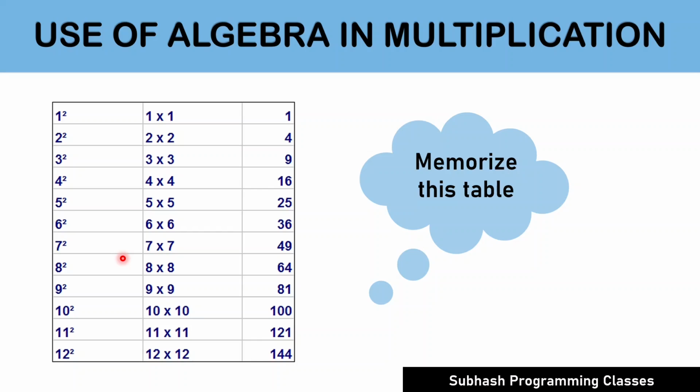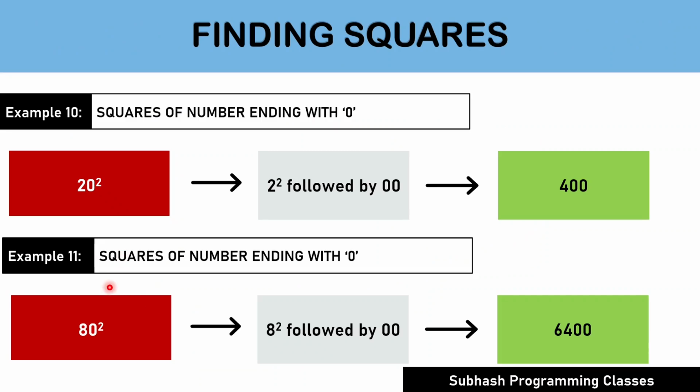Let us see how to find the square of a number ending with 0. In this slide, we are going to learn how to find the squares of numbers ending with a 0. The square of a number ending with 0 will be the square of the number without the 0 followed by 2 zeros. For example, 20 square is nothing but 2 square followed by 2 zeros, which will result in 400.